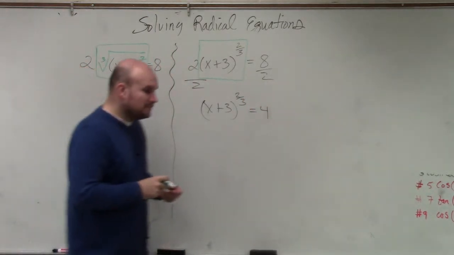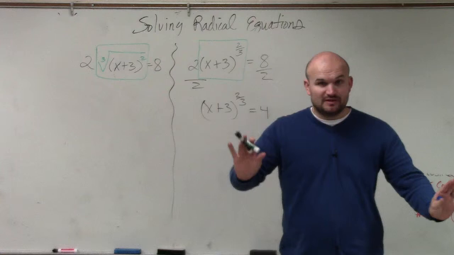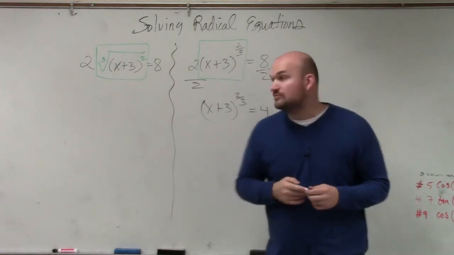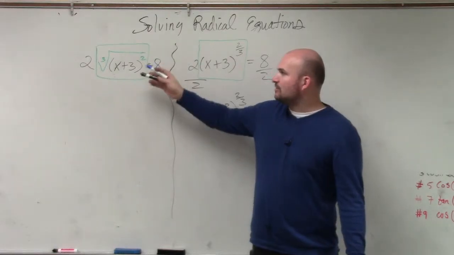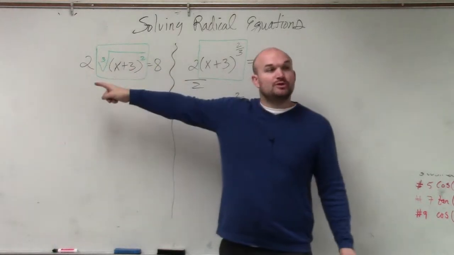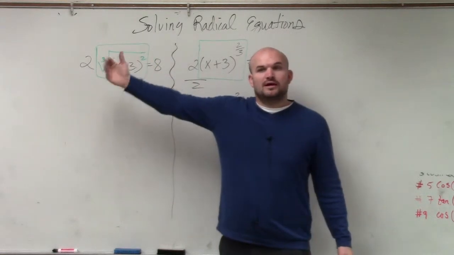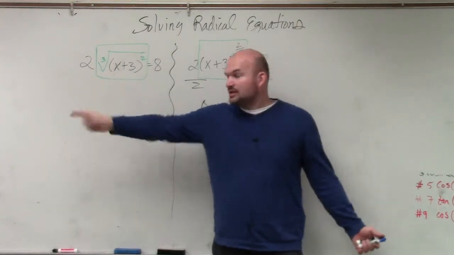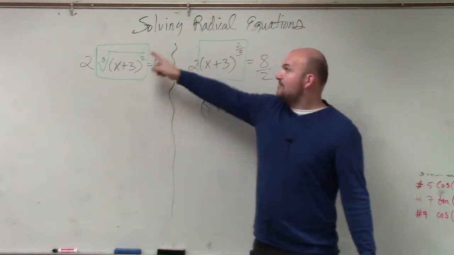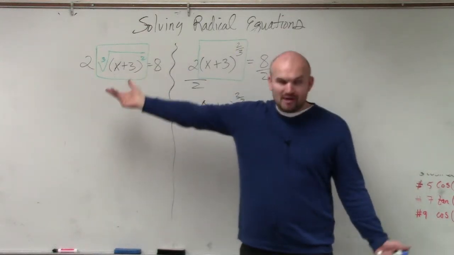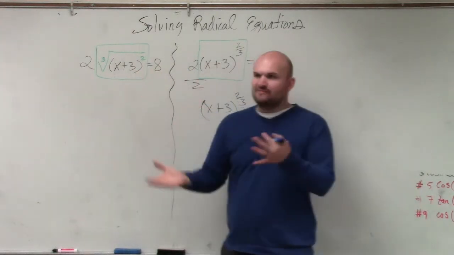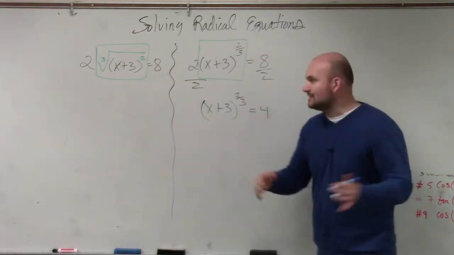Now, if you were to write this in radical form, which is perfectly fine, there's nothing really wrong with rewriting it in a radical form. However, when you do that, you now have to undo the cube root. How do you undo the cube root? Cube. So you'd have to cube both sides. Then you'd have to undo the squaring, so you'd have to take the square root of both sides, right? So it's perfectly fine. You can easily do that. There's nothing wrong with that.